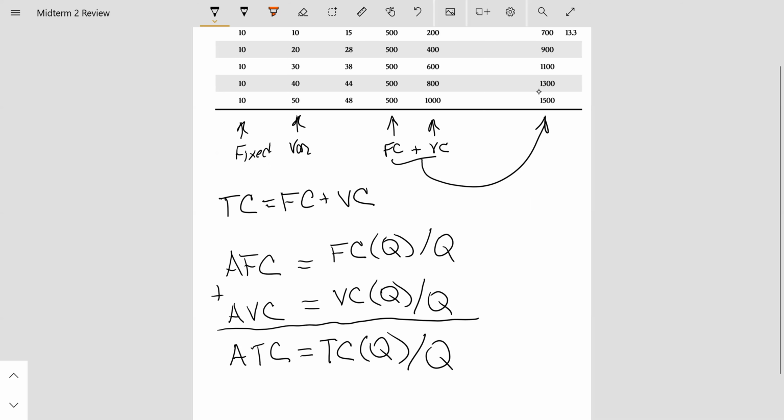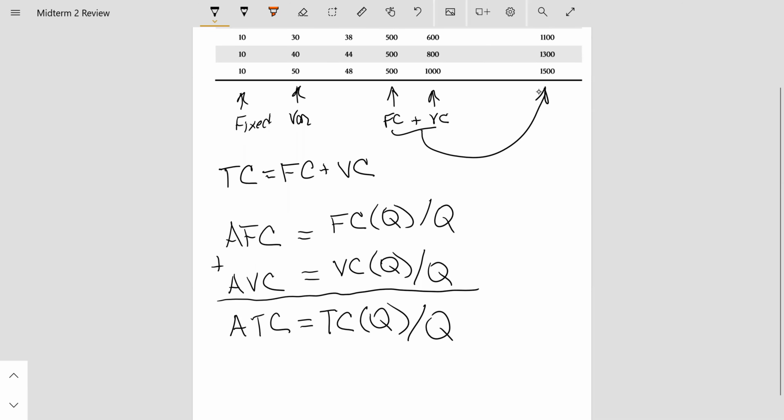Okay. And then marginal cost is the change in total cost over the change in quantity. So TC2 minus TC1 over Q2 minus Q1.